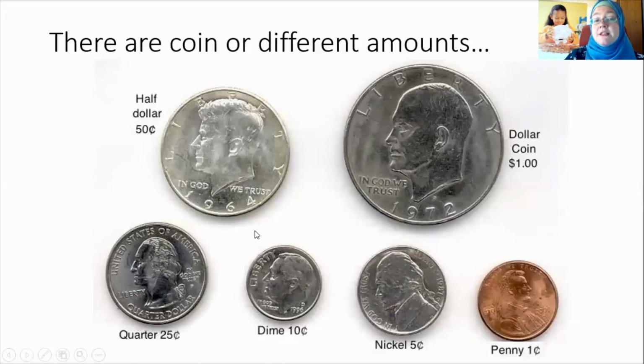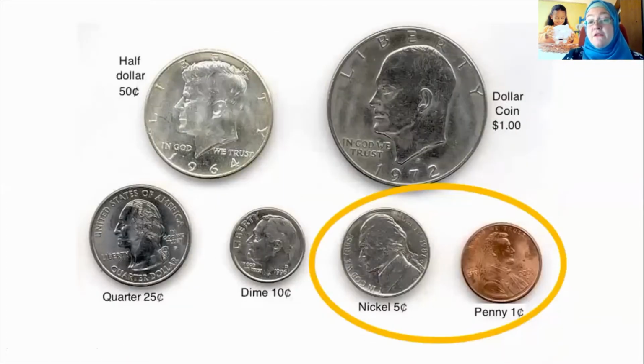Remember, there's lots of different coins and they look different. They have different faces, different colors, different heights, different textures. Let's see what makes them different. We're going to focus on the differences for the penny and the nickel today.